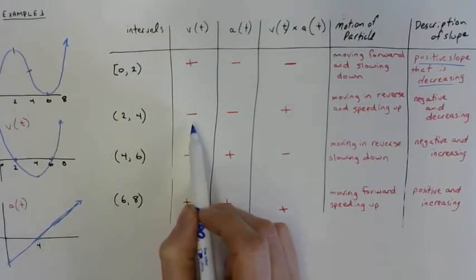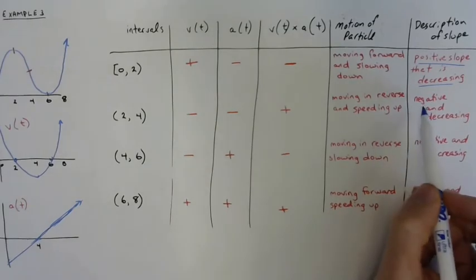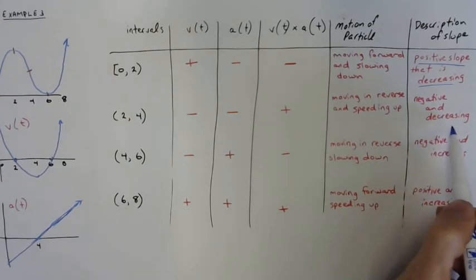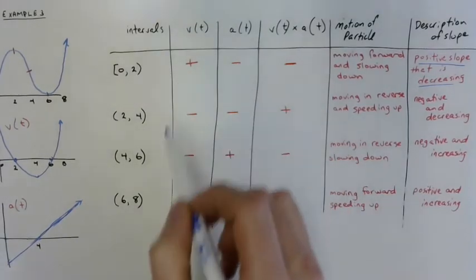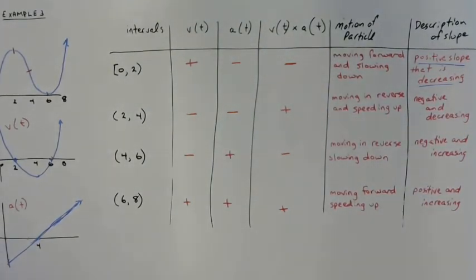We have a velocity that's negative and acceleration that's negative, so we have a negative slope that is decreasing. Then we have a negative slope that is increasing, then we have a positive slope that is increasing. So we can get all that just from the signs of the derivative.